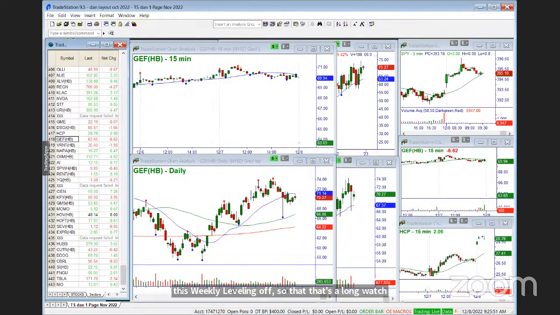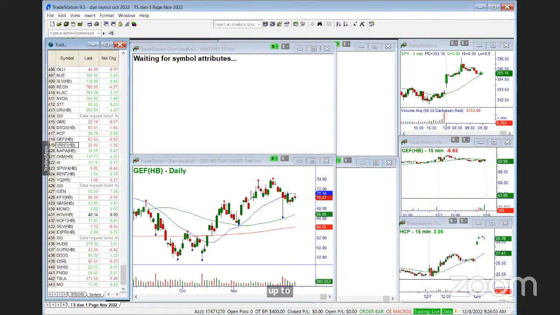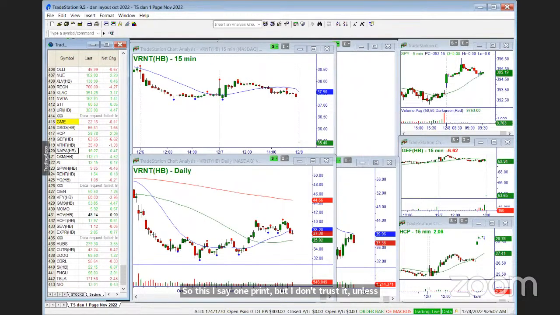GEF. No, I have no idea what you're saying to me, FT. So this, I see one print, but I don't trust it unless it's liquid. Same VRNT, we'll come back to those.